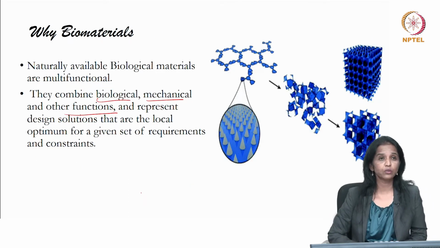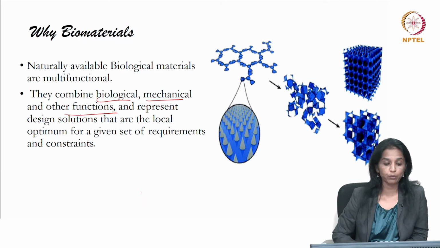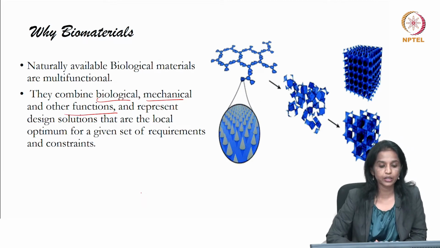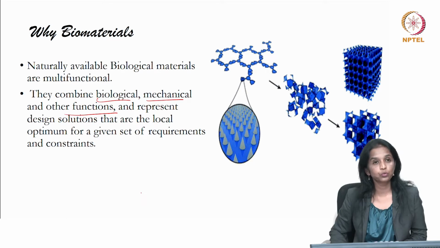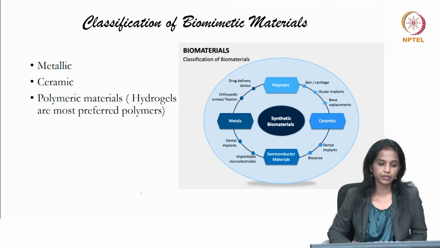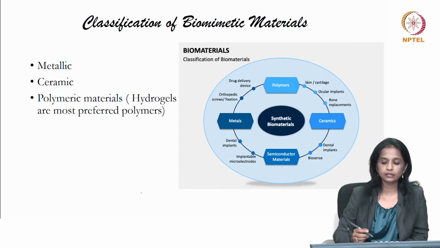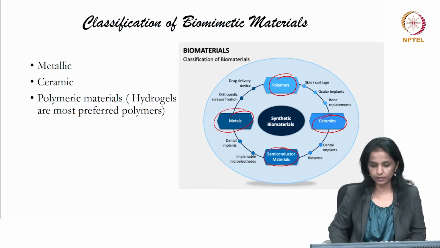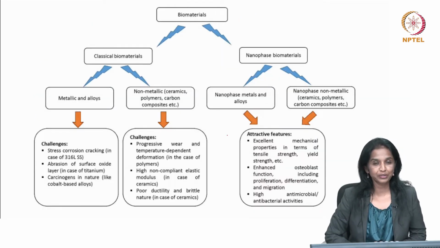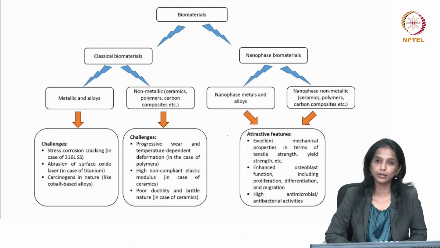So, why do we need biomaterials, or why do we use biomaterials? Because these are naturally available and they can actually execute biological, mechanical and many other functions suitable to a living environment. And classification of biomaterials is that we have polymers, ceramics, semiconductor materials and metals. There are other classification systems of biomaterials as well.